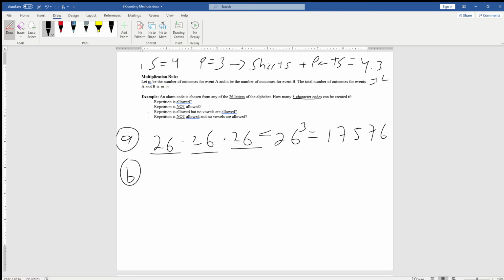What if repetition is not allowed? Well, on the first, there's 26 possible outcomes. On the second, there's only 25 letters, because whatever letter we've picked, and we don't know what it is, is now crossed out of the list. On the third choice, there's only 24 letters, and the reason is because now we've canceled out 2 of the possible outcomes. Answer, 15,600.